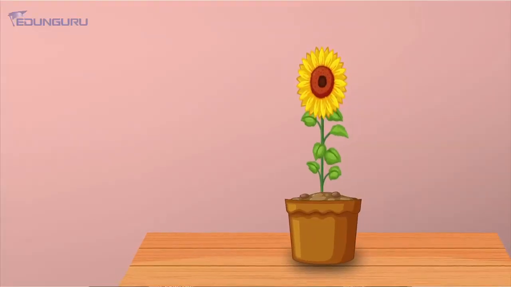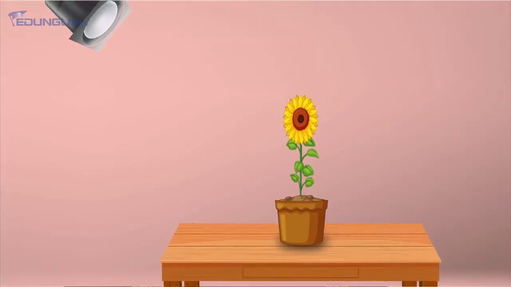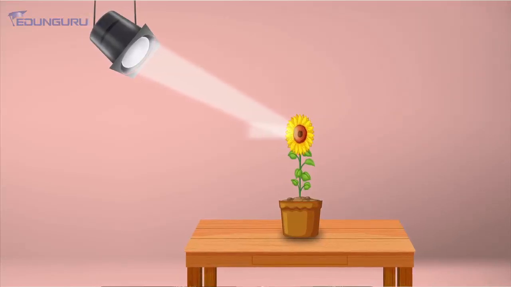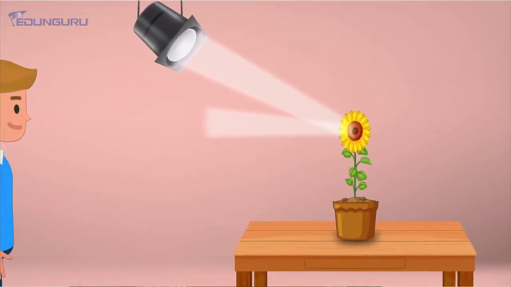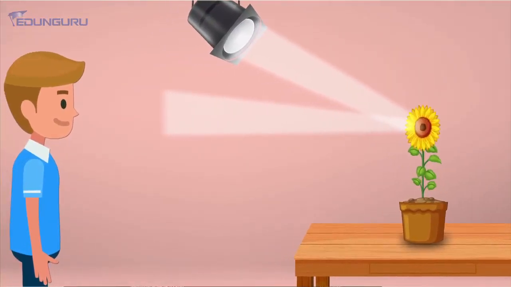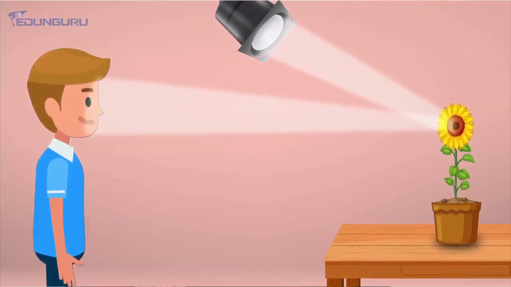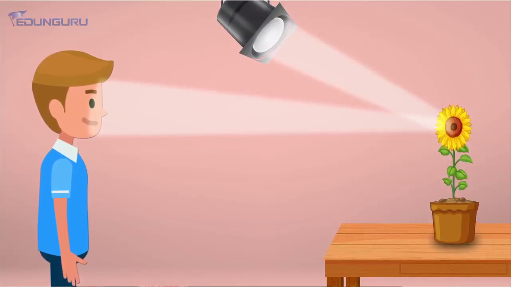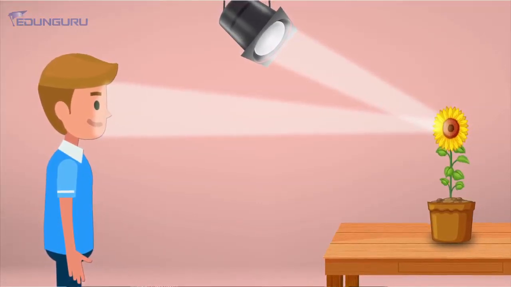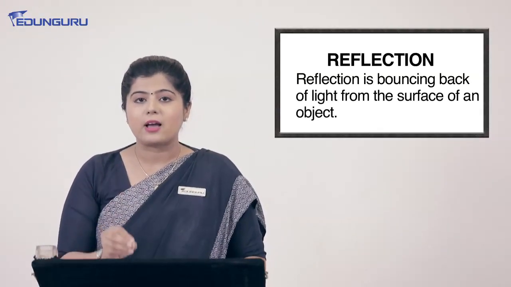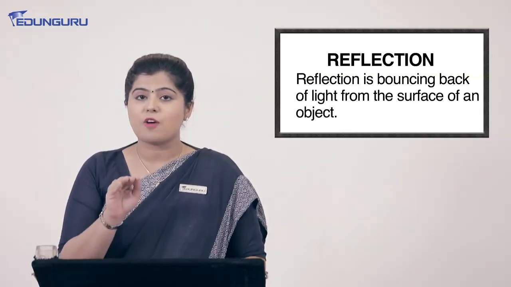Let us take an example and look at the screen. You can see that it is having a beautiful flower and there is a source of light, and the light rays from the source of light are falling on the flower. The flower is bouncing back the light rays into the eyes of a boy, and this way only the boy is able to see the flower, and this is how we see a flower. Now what is reflection? Reflection is the bouncing back of light from the surface of an object.